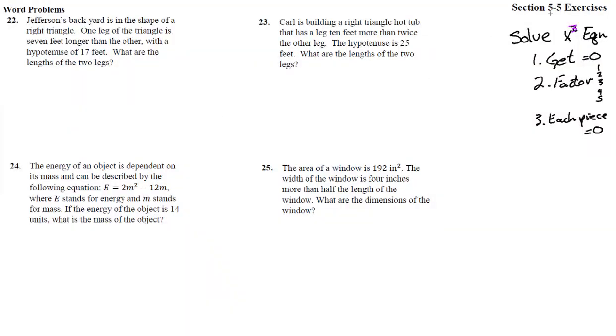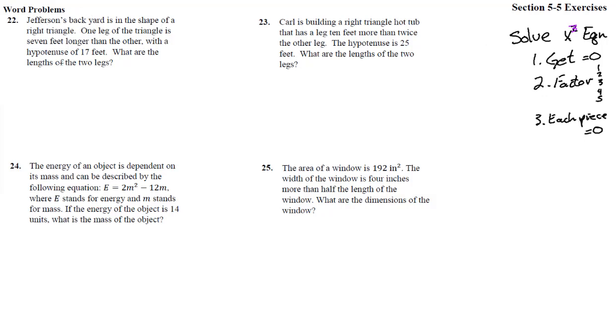Here we are in section 5.5, exercises 22 through 25. These are word problems. These are exactly like what we did way back with linear equations, except for now when we make an equation, it will probably end up giving us an x squared or an x cubed equation that we need to solve by factoring. So let's get to it.